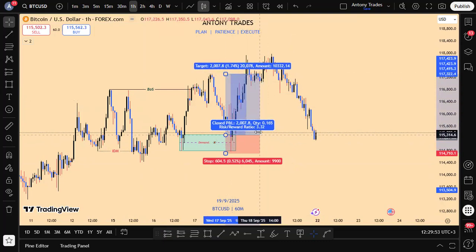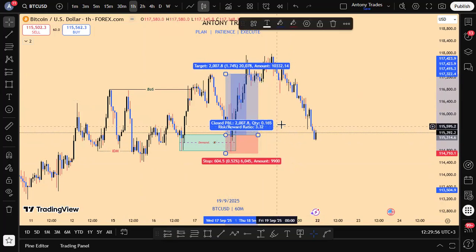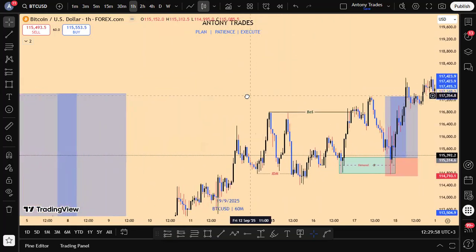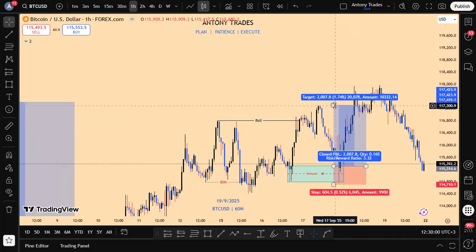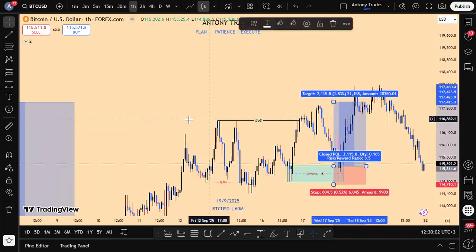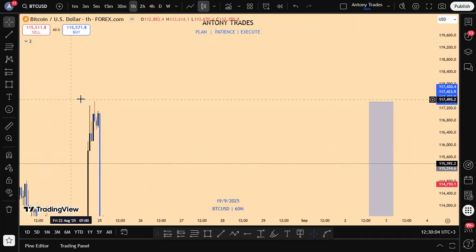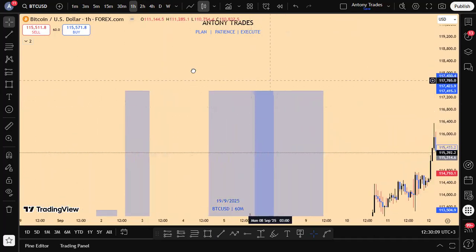which was a trade of 3.32 risk to reward. I think it was somewhere here. Yeah, targeting this high here, because we know there is a lot of liquidity above this high.